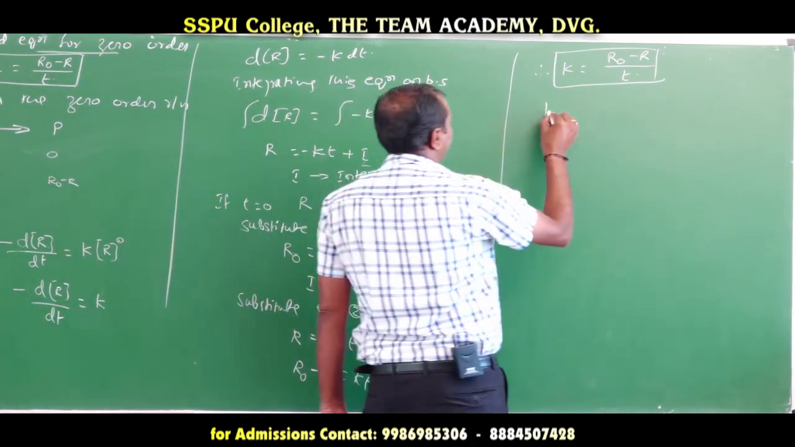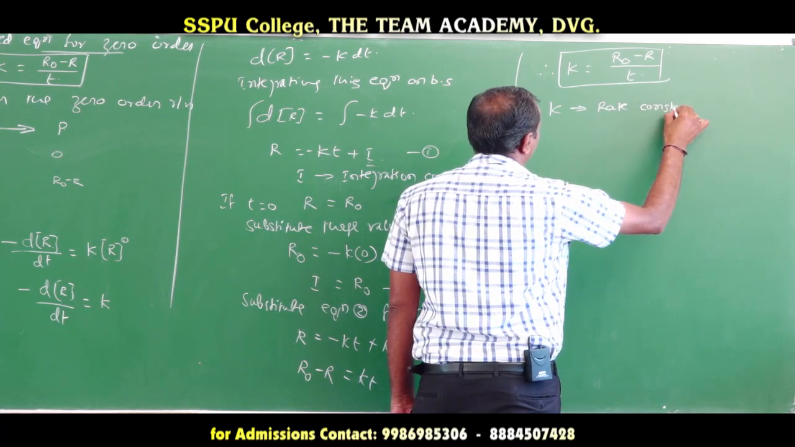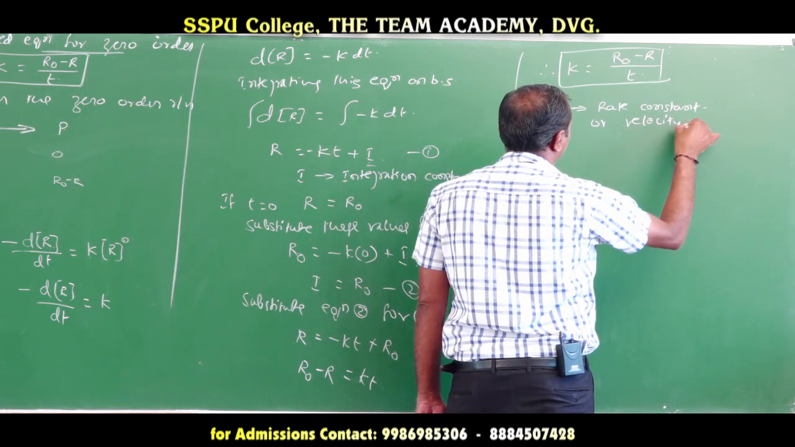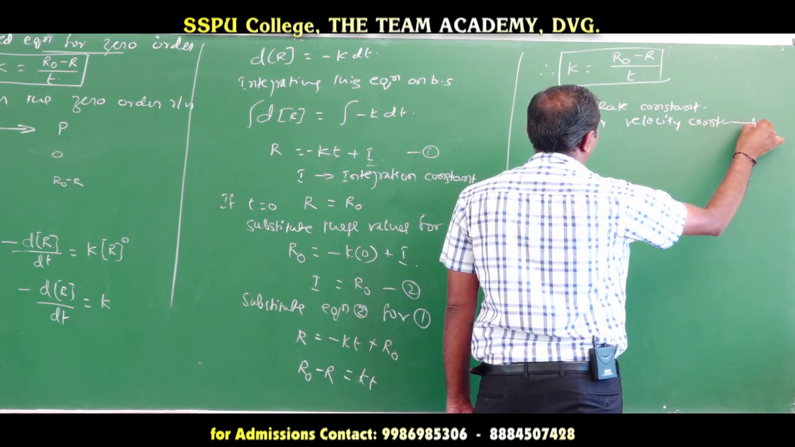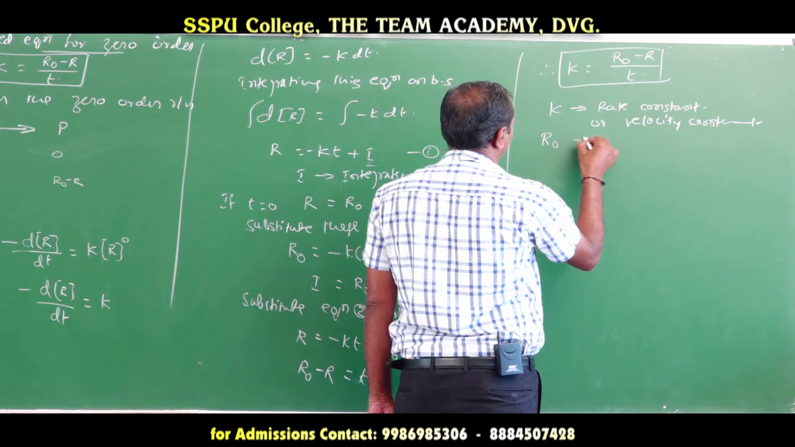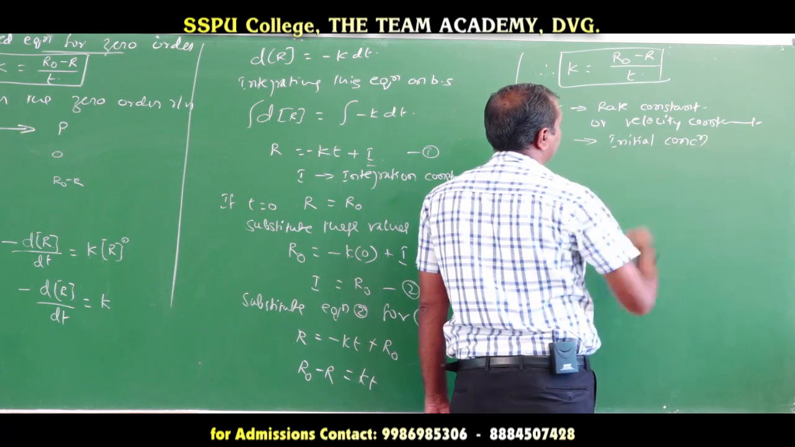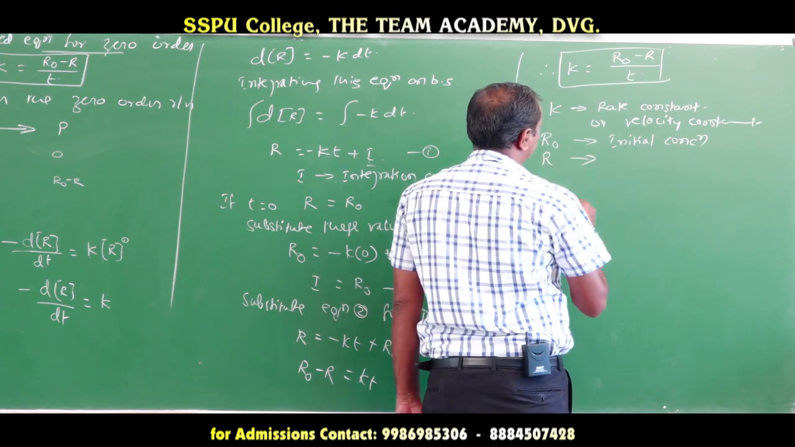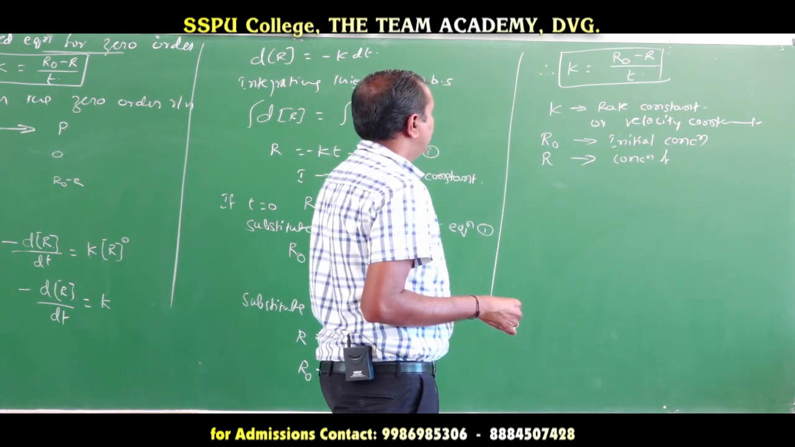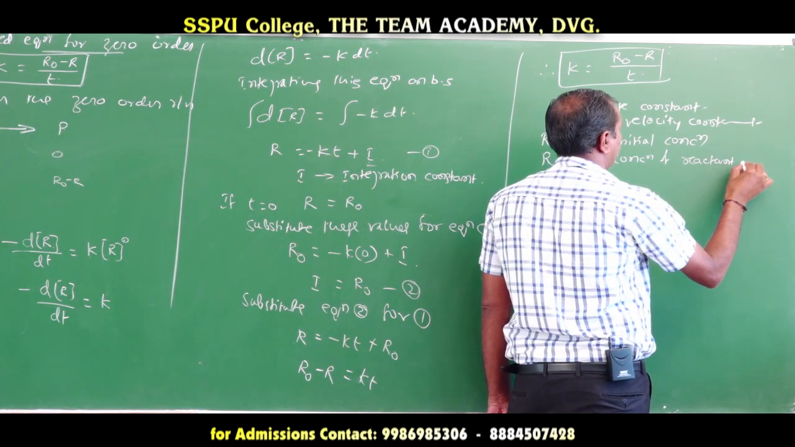Where k is nothing but the rate constant, or velocity constant, or specific reaction rate. R naught is the initial concentration, and R is the concentration of reactant left behind.